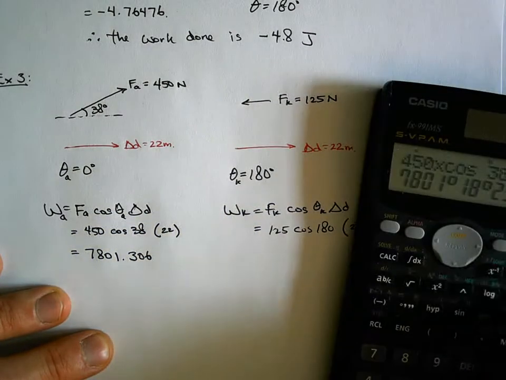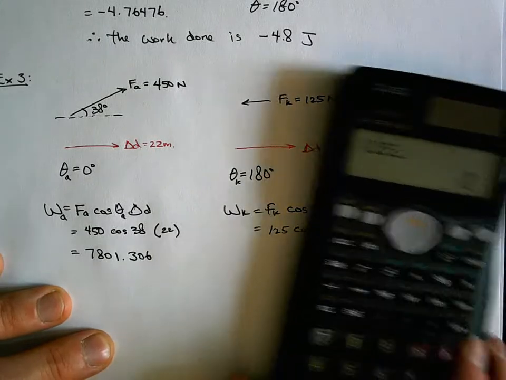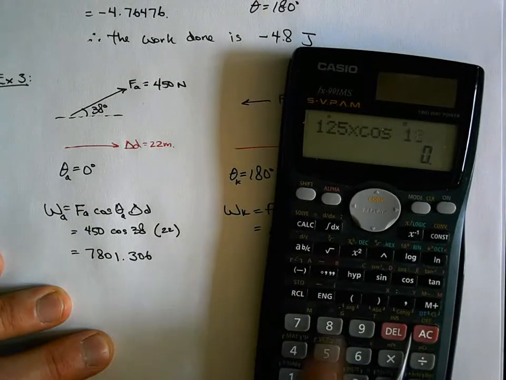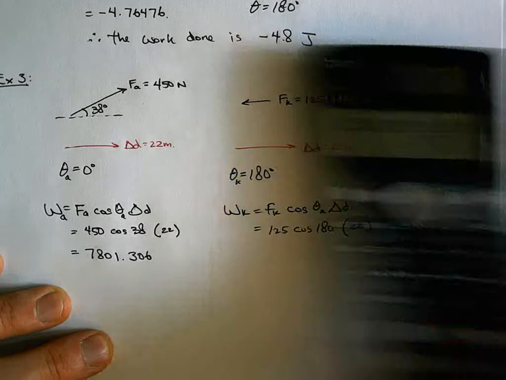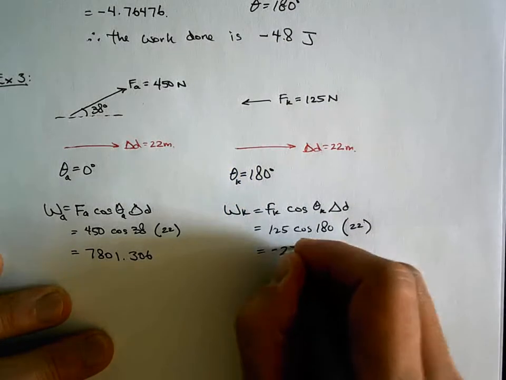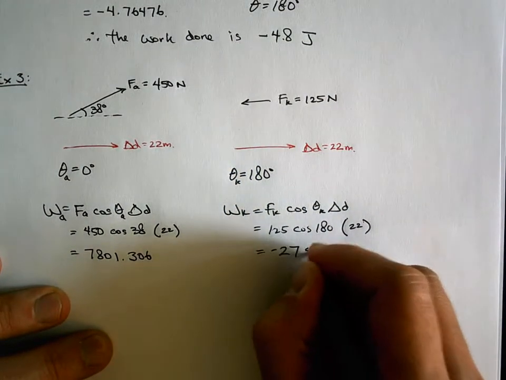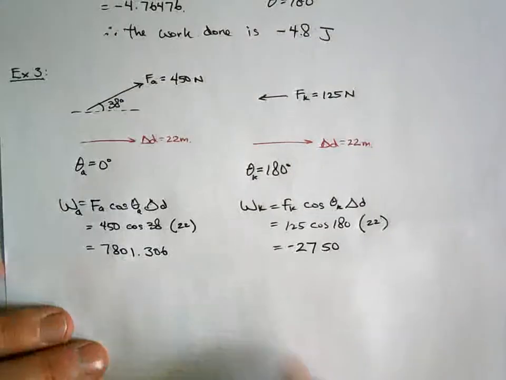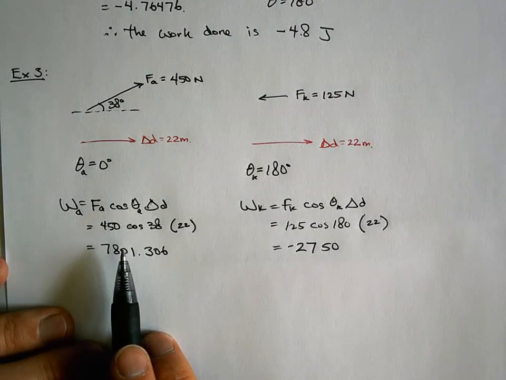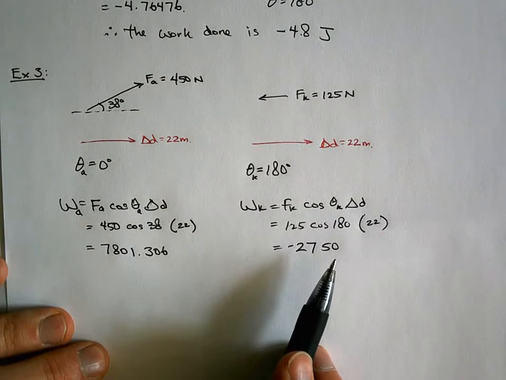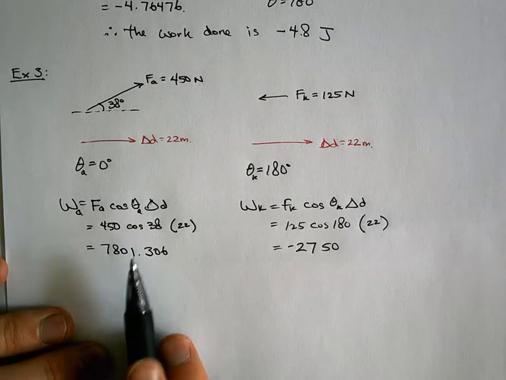Okay, let's do this. 125 times cos 180 times 22. And I get negative 2750. Okay, so there's the work done by the person pulling the box. There's the work done by friction. You can see that this is a larger value.